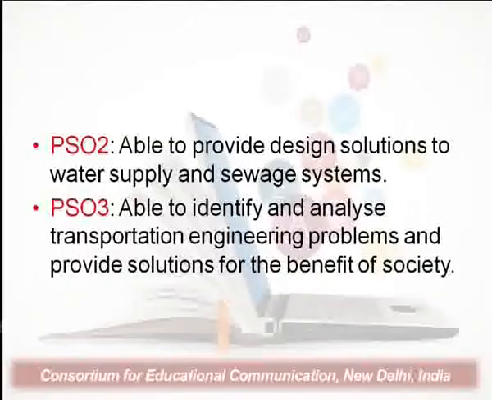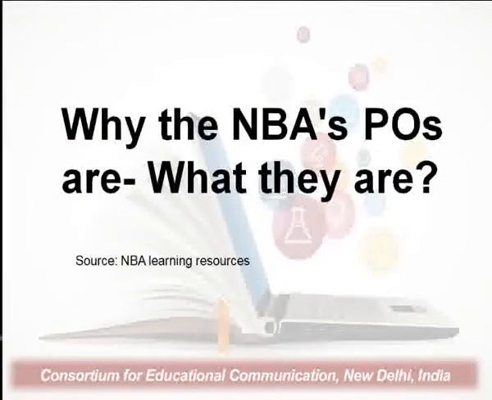The specific program outcome number 2, as far as the civil engineer is concerned, is that he is able to provide design solutions to the water supply and sewage systems. Then we have program specific outcome number 3 for civil engineering, that is, he is able to identify and analyze transportation engineering problems and provide solutions for the benefit of society.